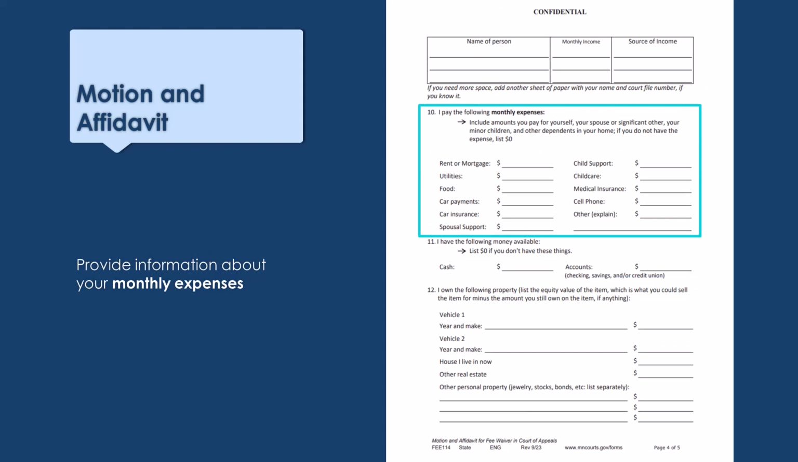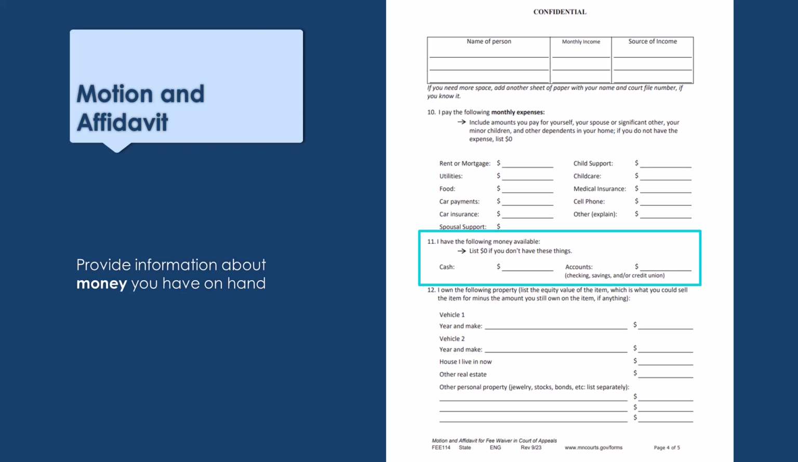Questions 10 through 13 ask about your financial situation more generally. Question 10 asks about your monthly expenses. In each blank, write down how much you pay for yourself, your spouse, your minor children, and any other dependents in your home. If you do not have an expense for one of these categories, write $0.